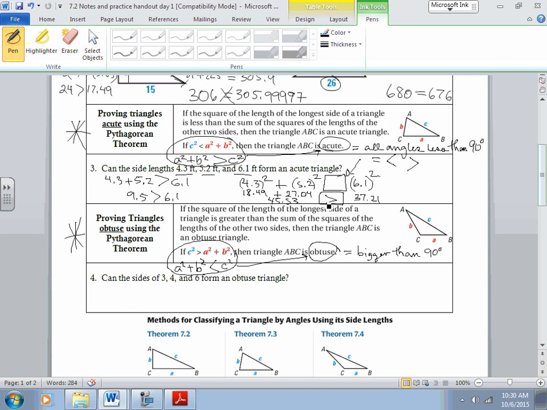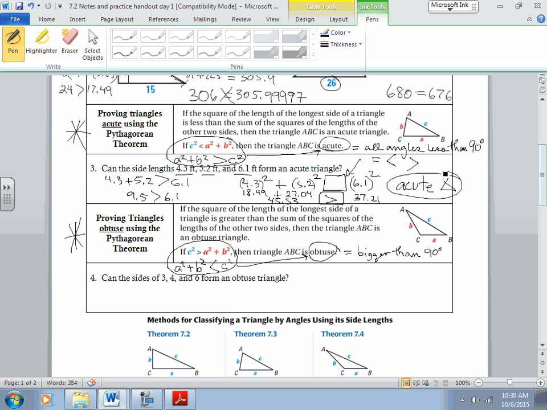Is that an acute or is that an obtuse? Not obtuse. If it's obtuse, a squared plus b squared should be less than c squared. We have a squared plus b squared greater than c squared, so that's an acute triangle. Which means all the angles in that triangle are less than 90. Does that make sense? So acute angles, so this is an acute triangle. Okay?